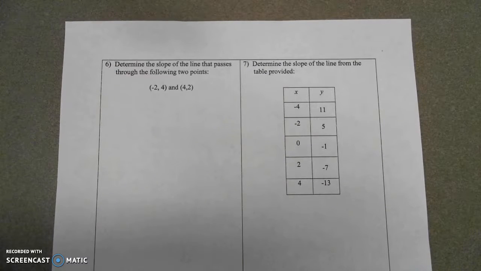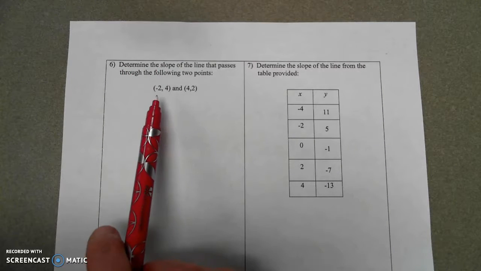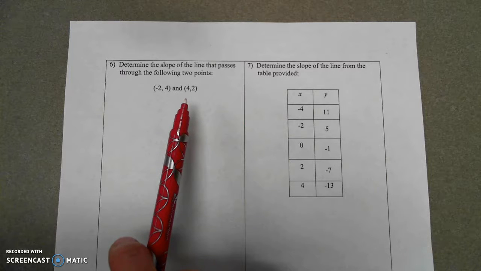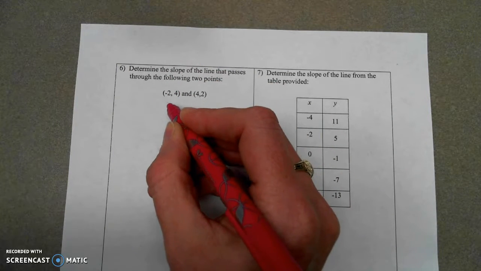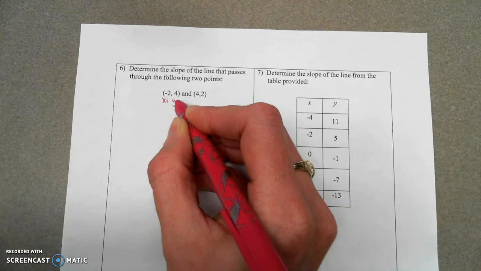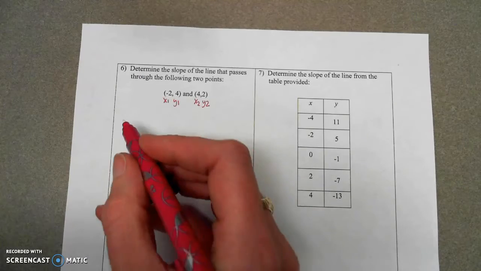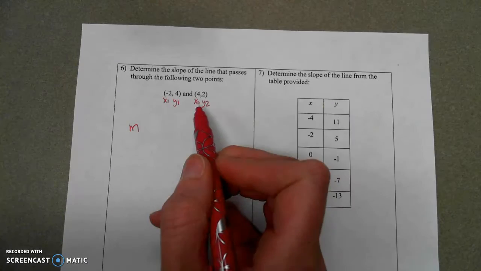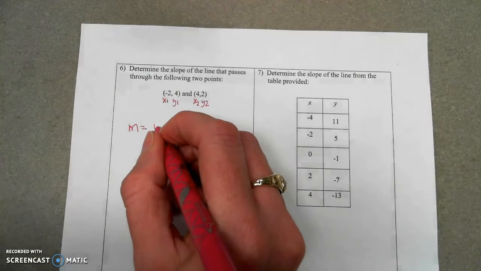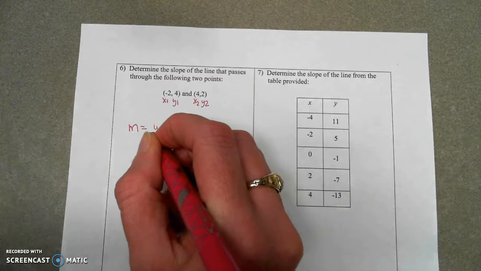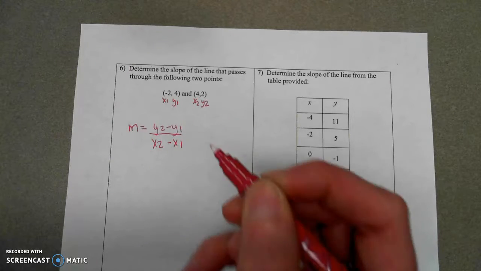So if you could, on the left-hand side, I want you to first write down these 2 points that I've given you. And I would like for you to please go ahead and label x1, y1, x2, y2. And I want you to use your formula to find the slope of this line with these 2 points on them. So we've got m equals y2 minus y1 over x2 minus x1.